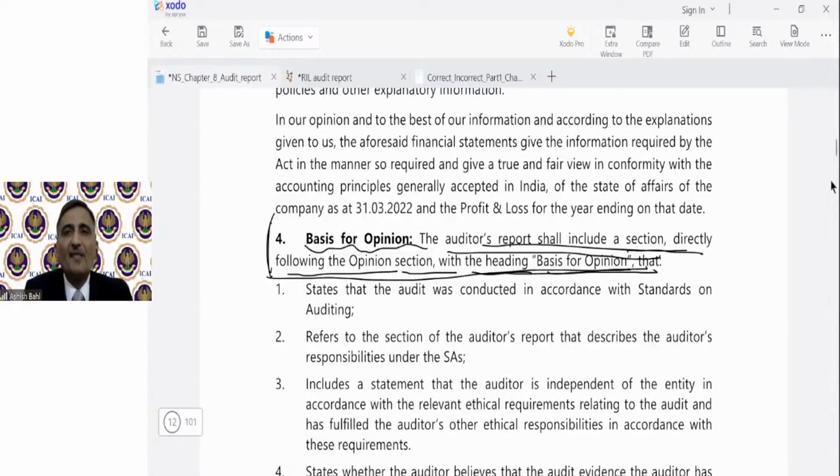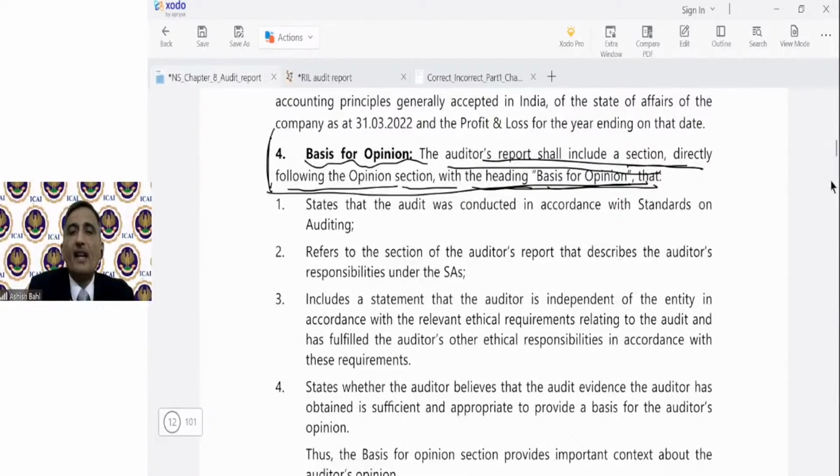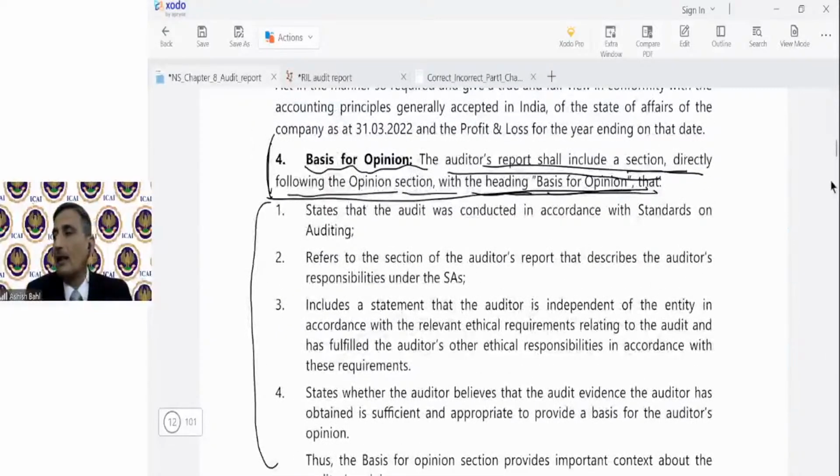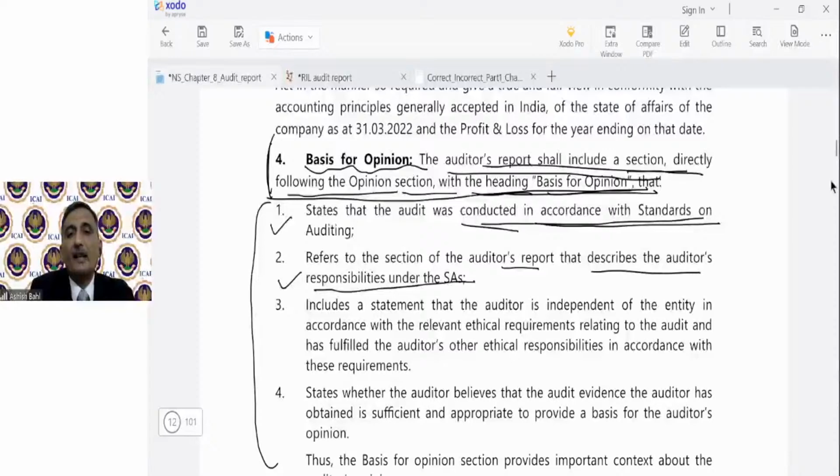So opinion paragraph के बाद कौन सा paragraph आएगा students? It would be basis for opinion. That on what basis opinion has been given, on what basis opinion has been provided. So what it would state? It would state these things, these four things. It would state that audit was conducted in accordance with standards on auditing. It would refer to the section of auditor's report that describes the auditor's responsibilities under SAs.